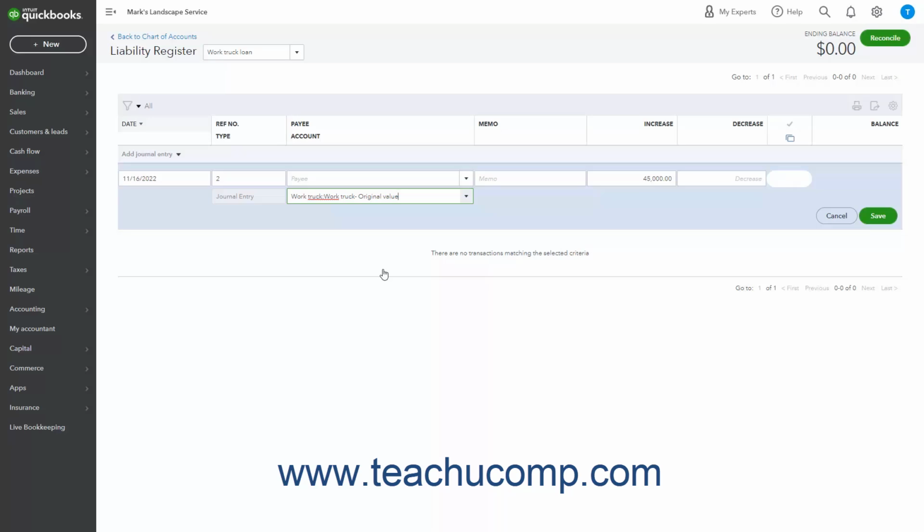Alternatively, you could also create a journal entry to set the initial balance for both the accounts. This works well to record funds given directly to a vendor by a lender on your behalf, as the money never actually enters your checking account.